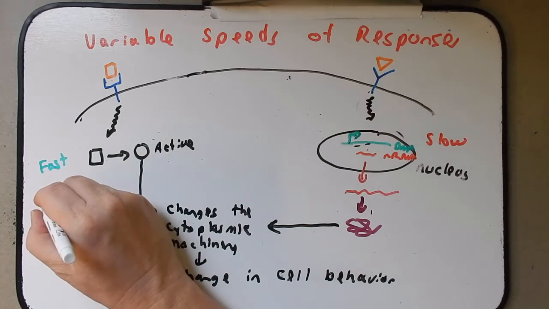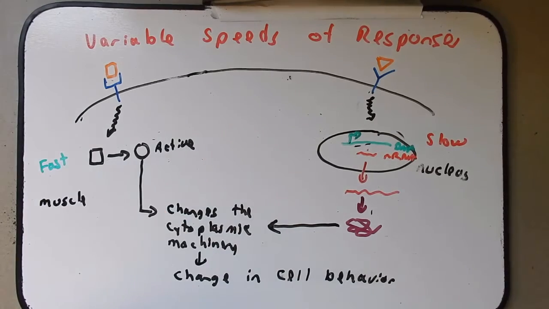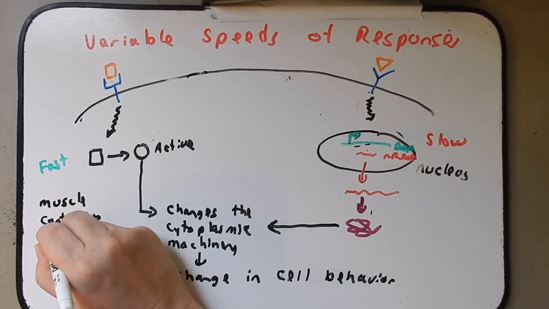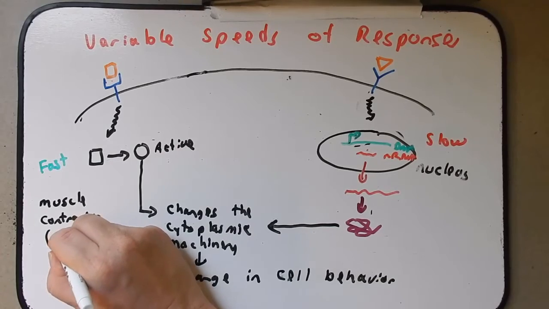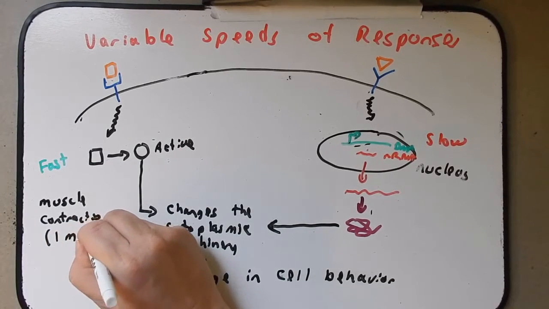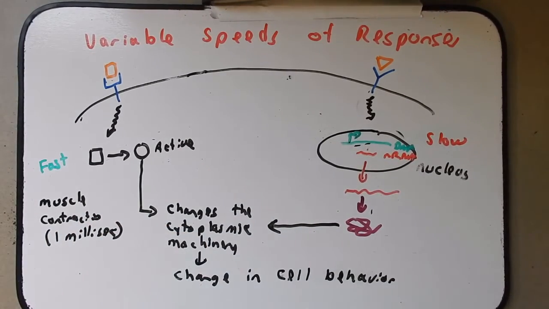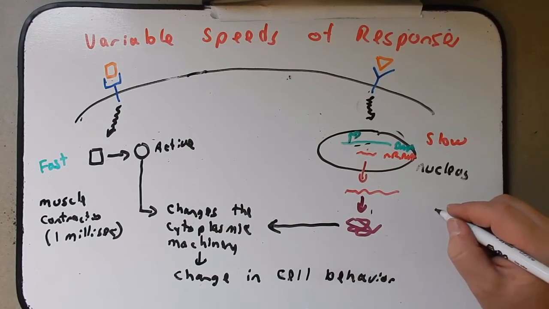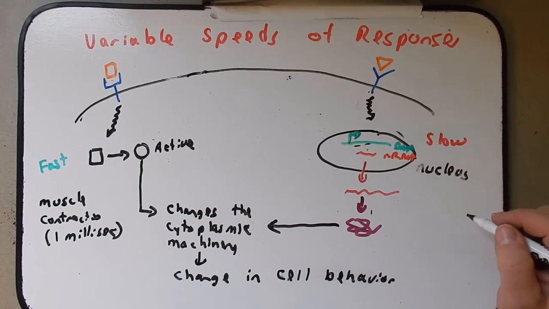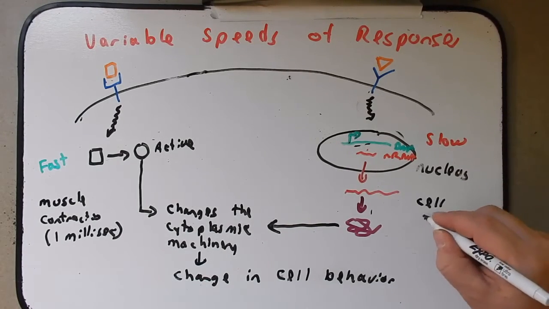An example over here for fast would be muscle contraction. This can occur in 1 millisecond. So a very fast response. Over here is an example of something slow, would be cell division.